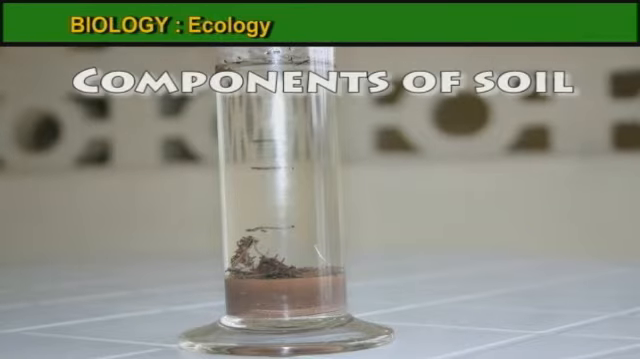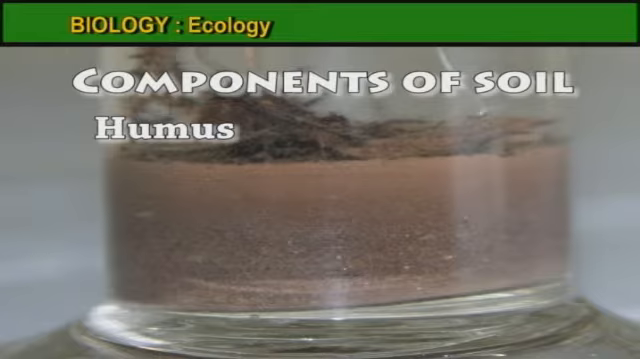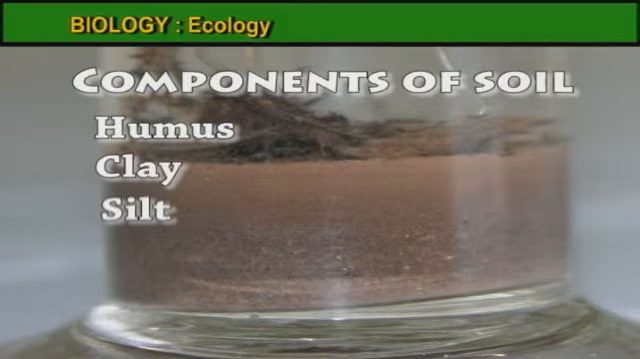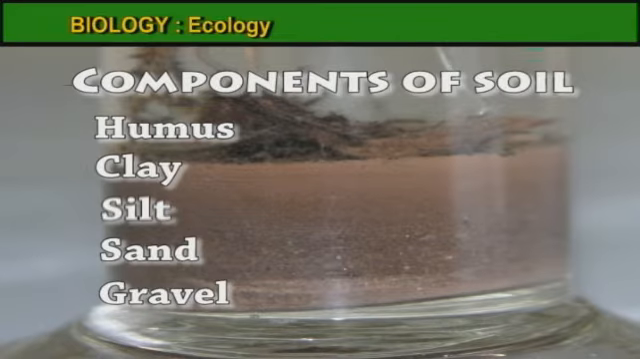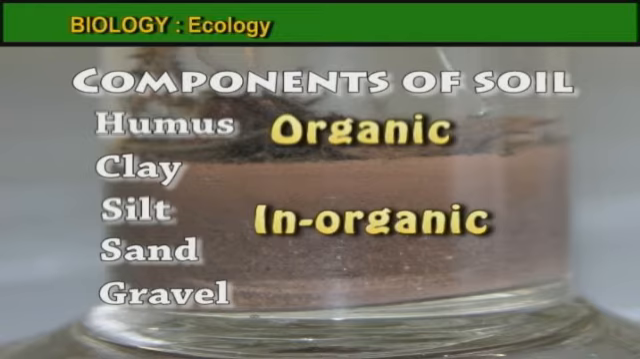Can you see the components of the soil? They are humus, clay, silt, sand, and gravel. Clay, silt, sand, and gravel are inorganic, whereas the humus is organic.